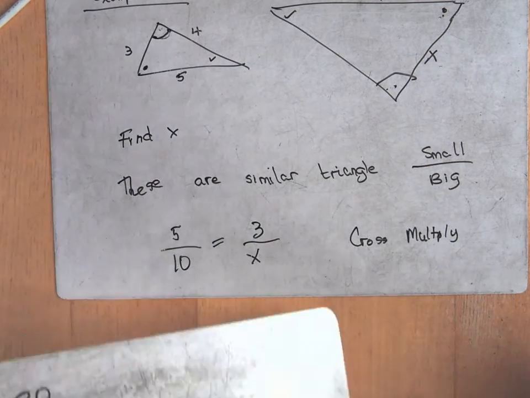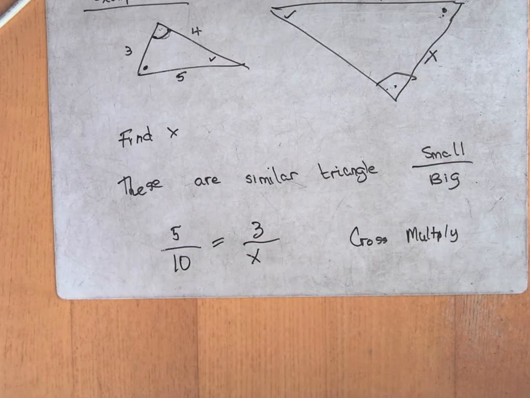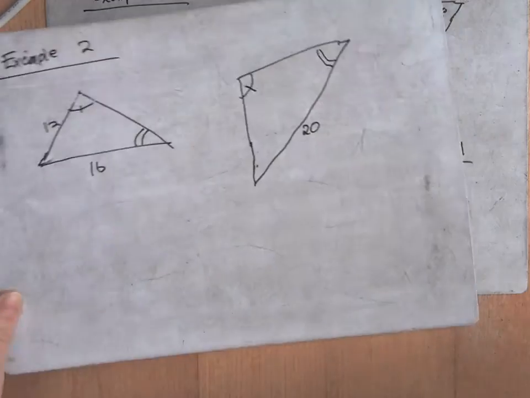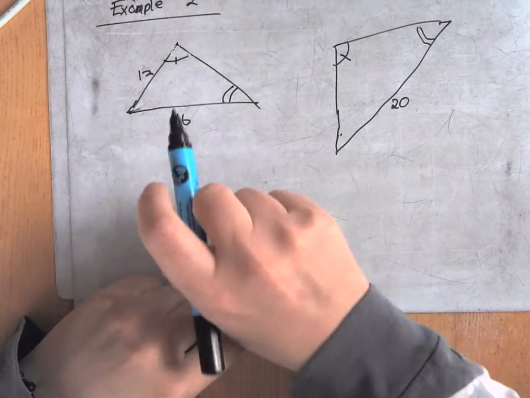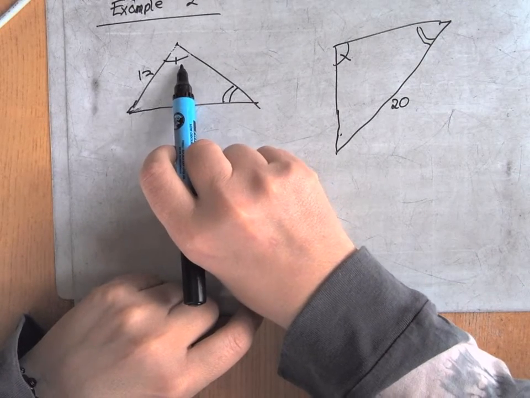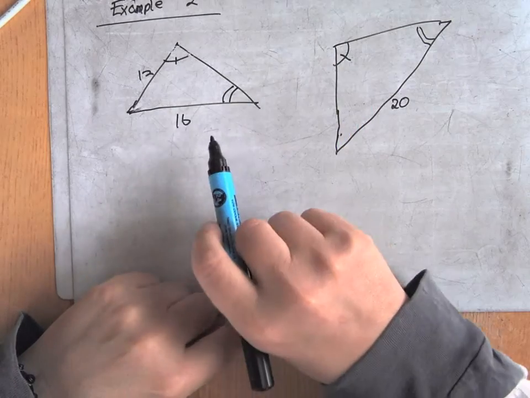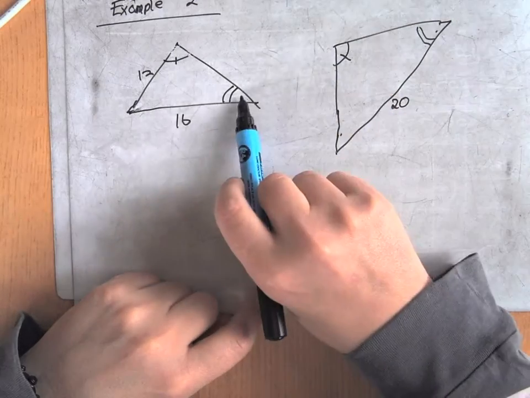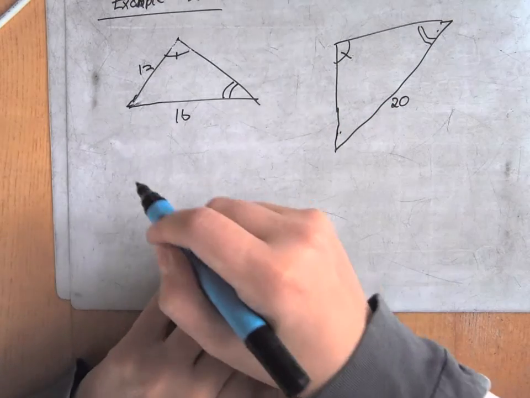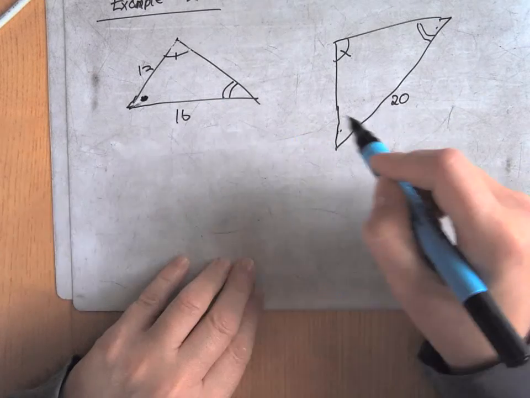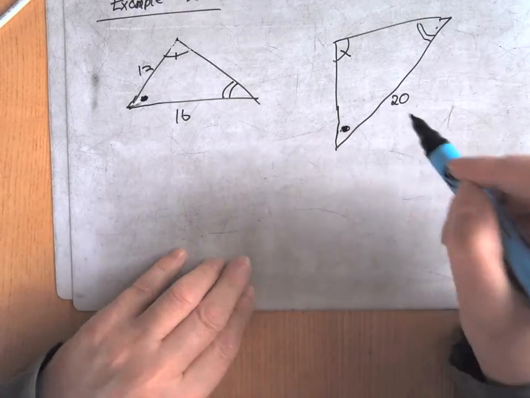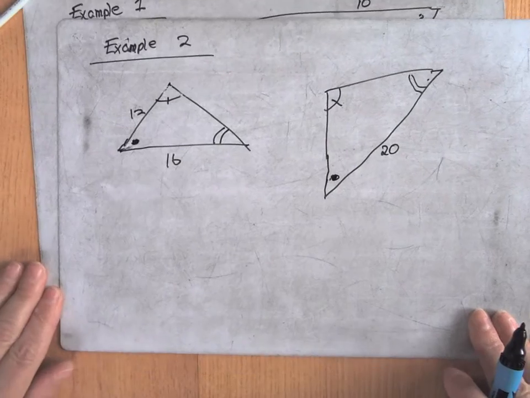Okay, example 2. Example 2, same again, triangles, right? This time I've only told you that two angles are the same. This has the same symbol as that, so they're equal. These have the same symbols here, so that means they measure the same, and therefore the third one must be the same. So I'm going to put a dot in the third one. It has to be the same, because if two are equal, the third has to be equal.